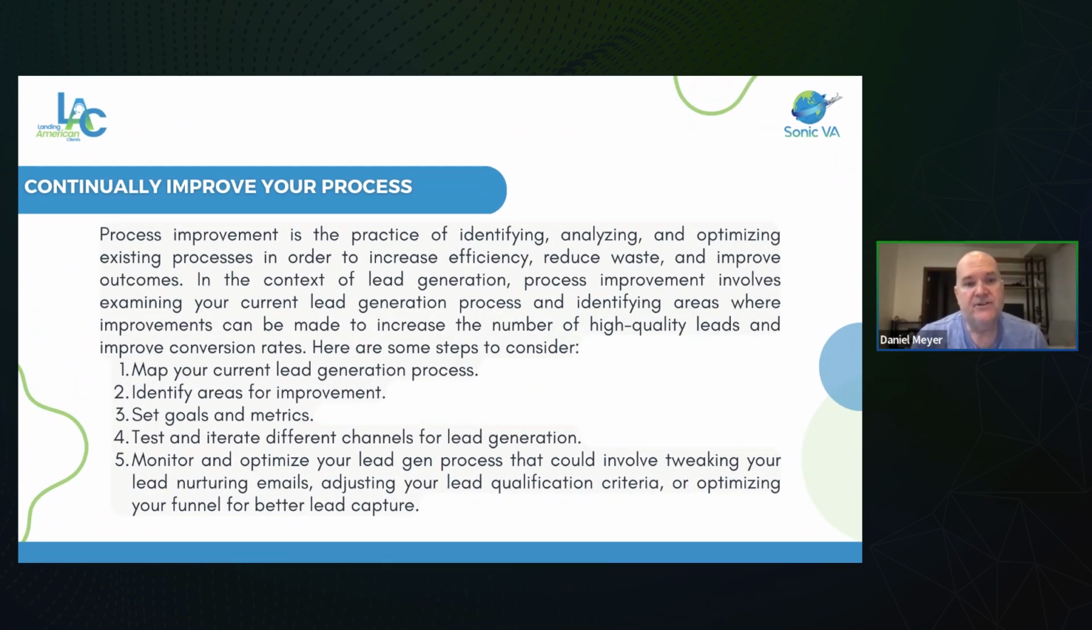So we want to be able to ultimately continually improve our process, right? Process improvement is the practice of identifying, analyzing, and optimizing existing processes in order to increase efficiency, reduce waste, and improve outcomes. Now, there are a couple of well-known process improvement methodologies that I've had experience in, and they can help with lead generation. One of them is called Six Sigma. The other is called Lean or Lean Sigma.